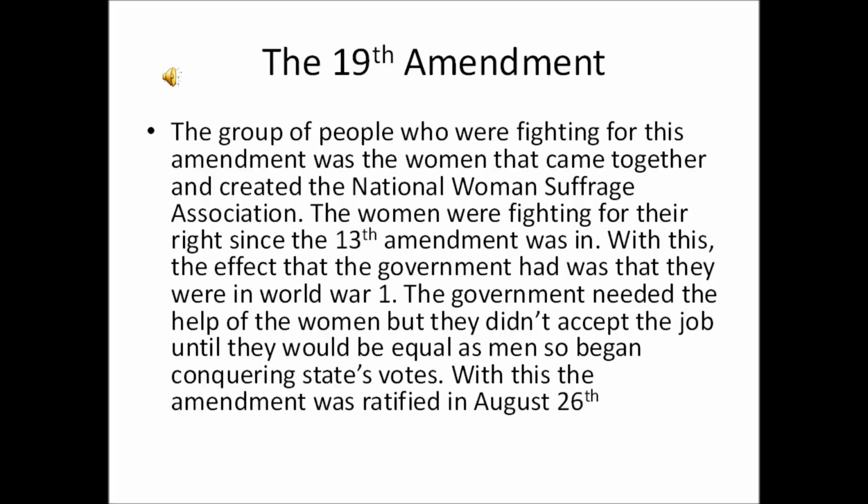The effect was that the government was in World War I and needed help from the women, but they didn't accept their jobs until they were equal to men, so they began to conquer states' votes, and with this the amendment was ratified in August 26.